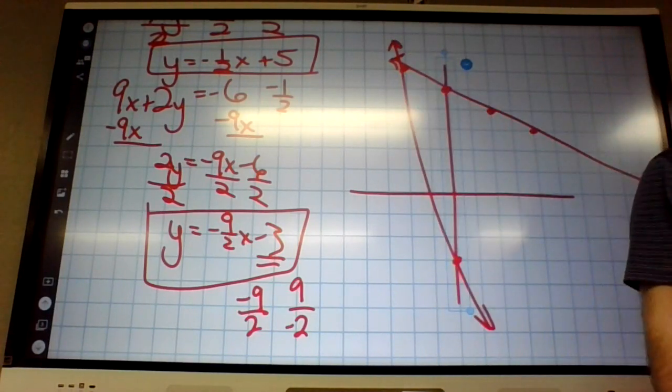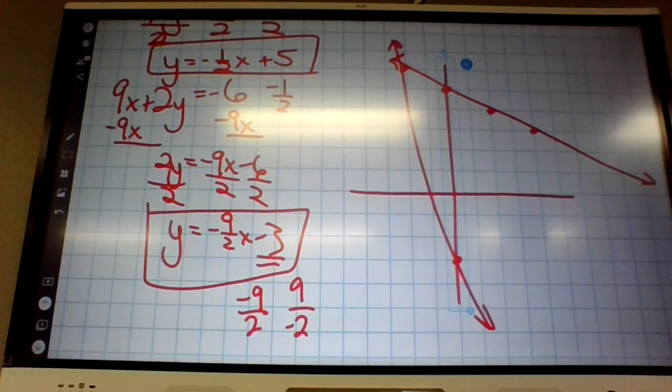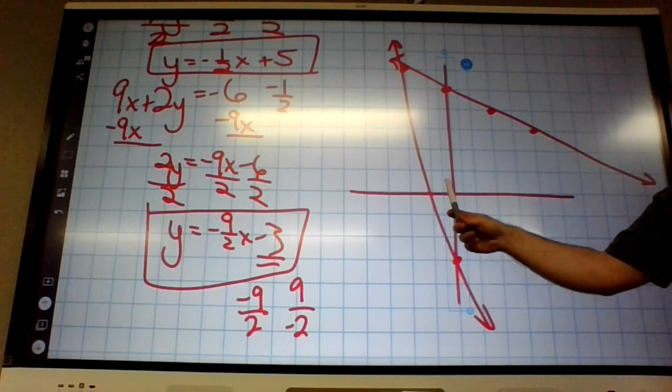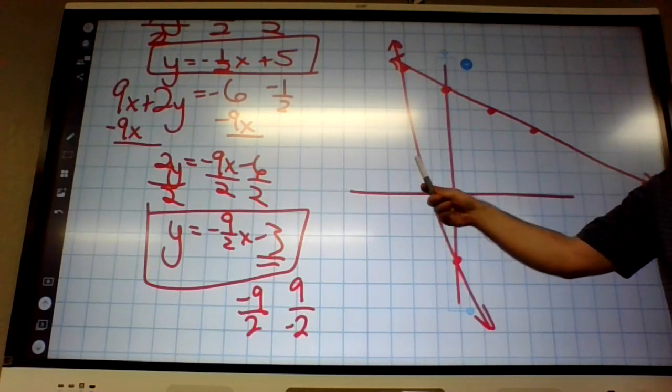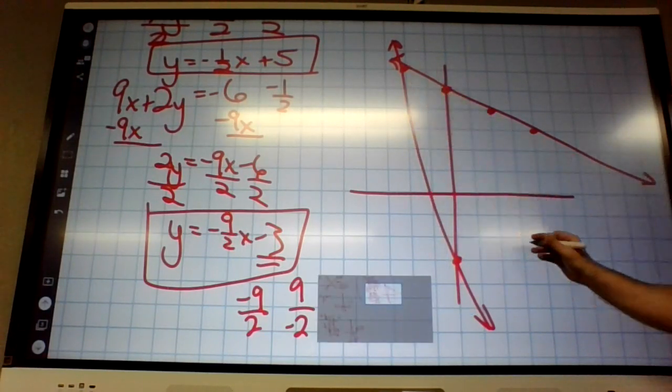Now, this only works if your answers are nice and neat and they meet perfectly. This method does not work if you have messy fraction decimal answers. But we're going to learn another method tomorrow that works all the time. We actually have 2 more methods to learn, and neither of them are graphing. This is the last graphing thing for a while. Anyway, where are they meeting at? -2, 1, 2, 3, 4, 5, 6. -2, 6.